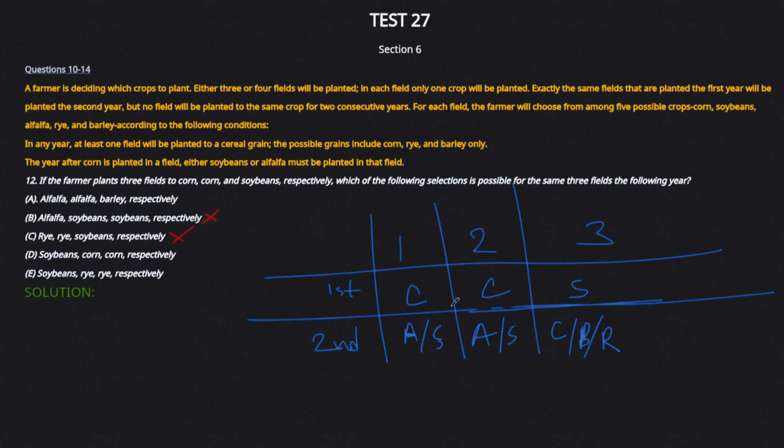Corn, corn, no, we cannot plant corn 2 years in a row, so this one is a cross out. And again, we cannot have rye the year after planting corn because we need one of alfalfa or soybeans, so this is a cross out as well. So option A is the only rightful answer. On to the next one.